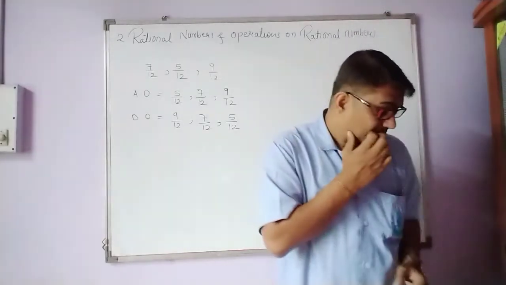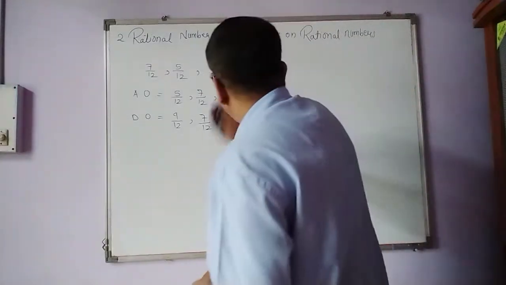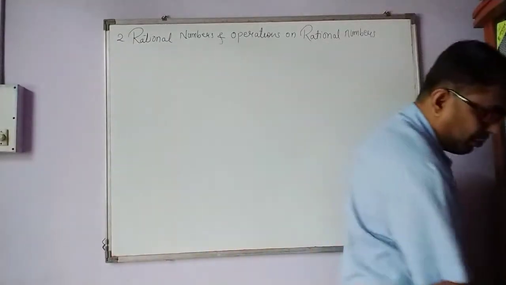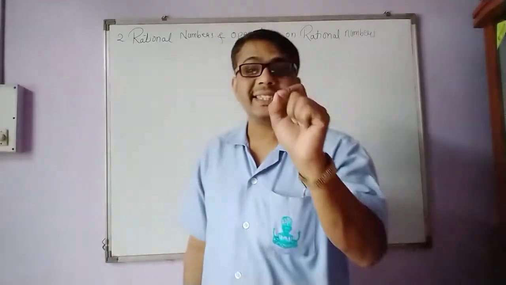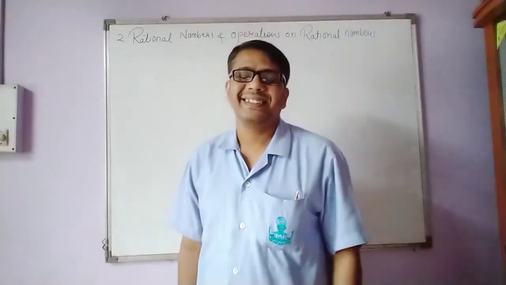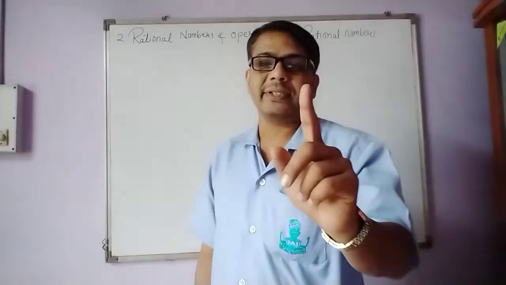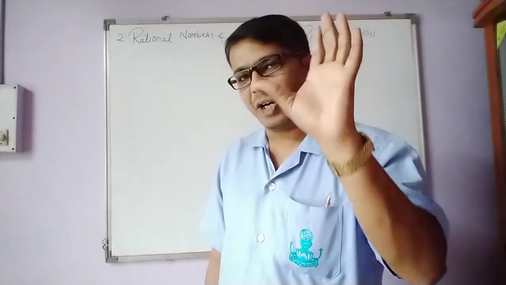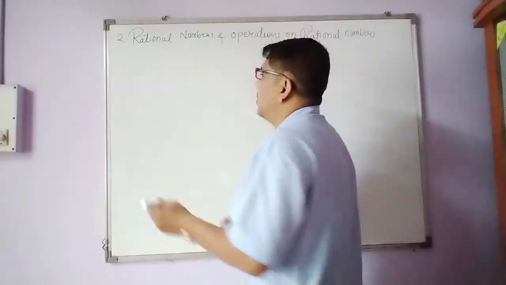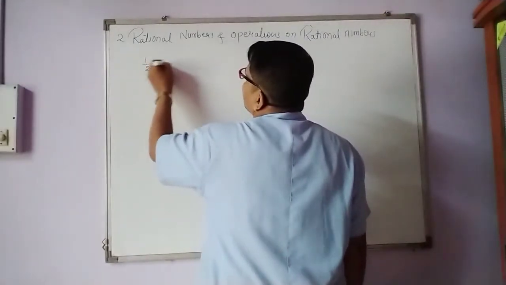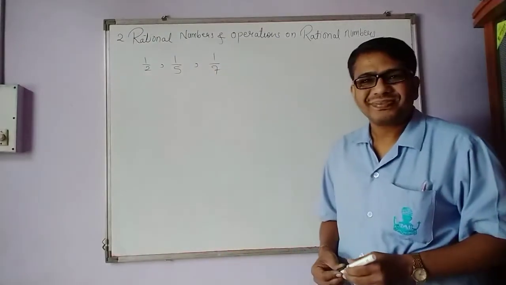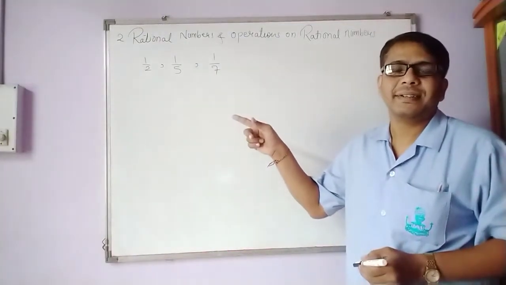Okay. Now, after this, one more thing. Suppose the numerators are same, then what? If the numerators are same, then the fraction with the smallest denominator is the greatest. Okay. So, for example, 1 upon 2, 1 upon 5 and 1 upon 7. Which is the greatest? 1 upon 2.